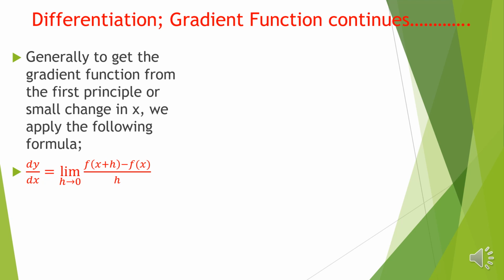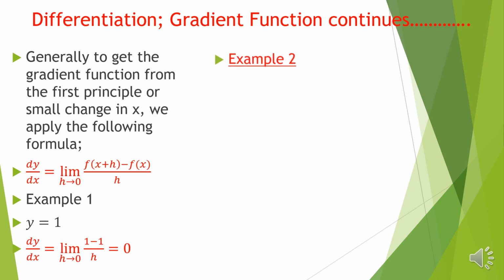divided by that small change that you've added. For example, consider example 1, that y equals 1. So the function given here is y equals 1. Now, if we substitute this function into this formula, realize that 1 is a constant, so it remains the same. So it is 1 minus the original function, which is 1, divided by the change, which gives you 0. So in short, the gradient function of a constant is 0. In other words, differentiation of a constant is 0.